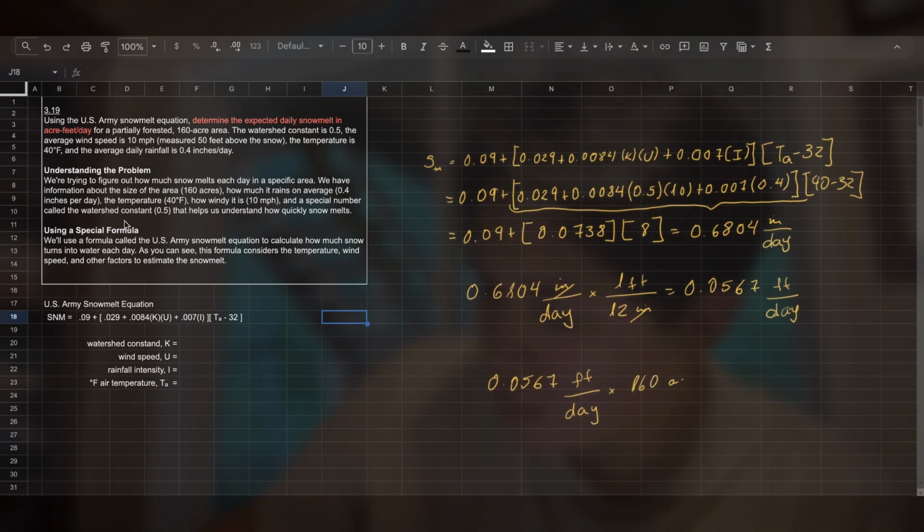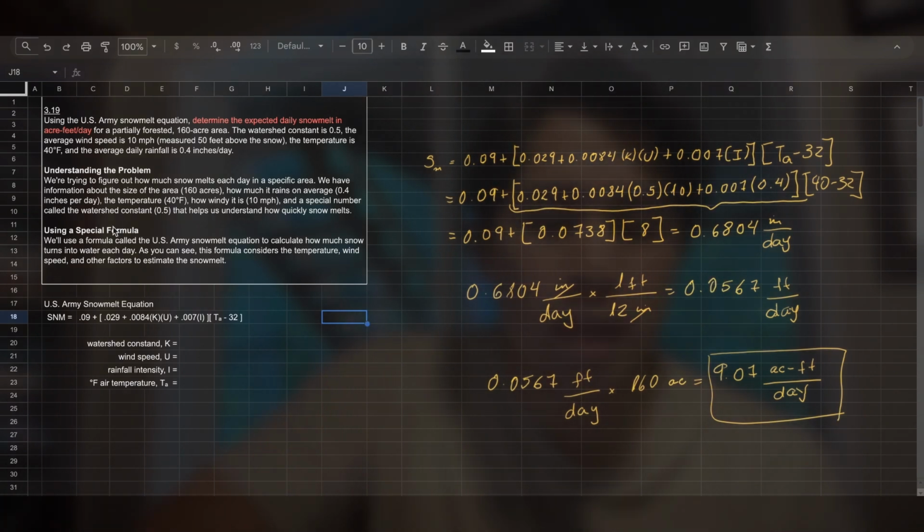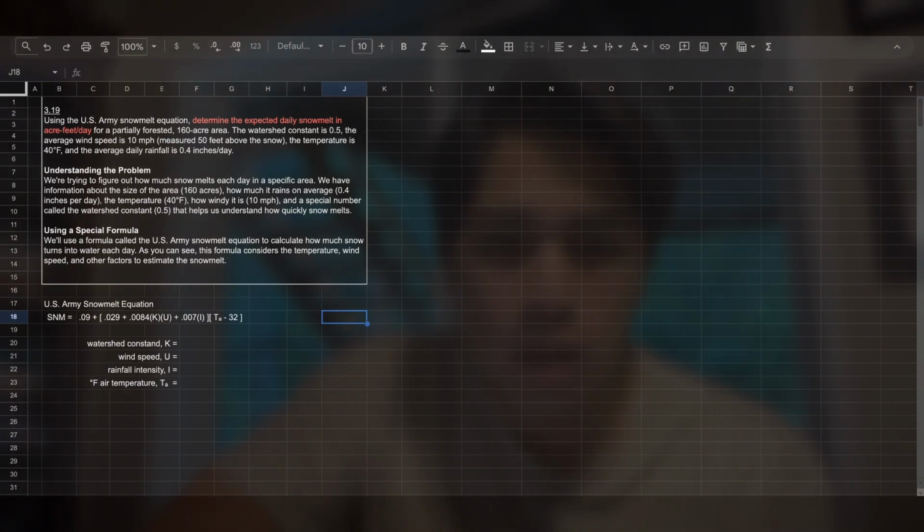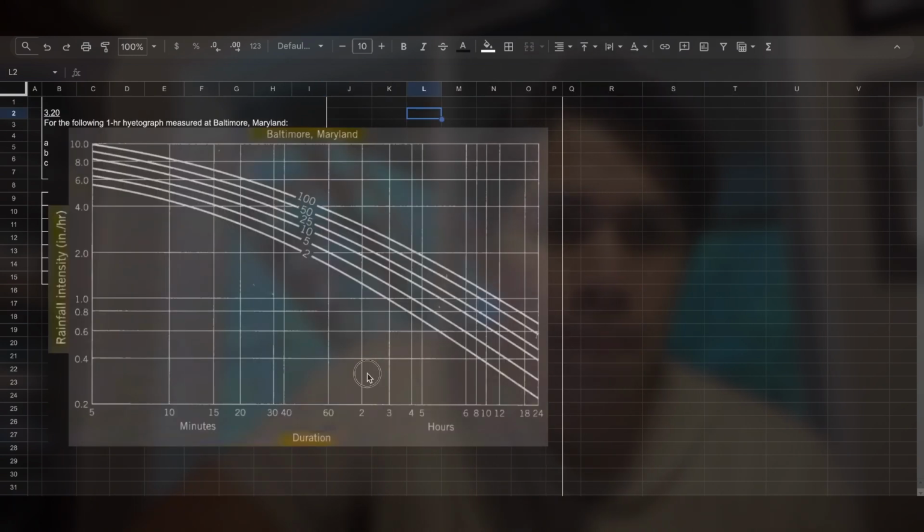And we're given 160 acres of area. That is going to be about 9.07 acre-feet per day of snow melt. And that would be your answer for this problem 319.